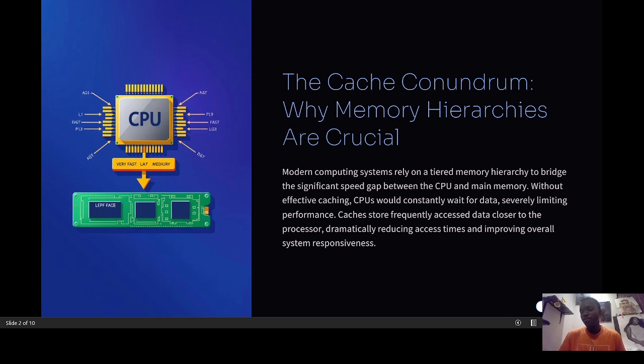Modern computers face a cache conundrum because of the significant speed gap between the CPU and the main memory. To solve this, they rely on a tiered memory hierarchy. Without the cache, the CPU constantly waits for the data, severely limiting performance. So the cache helps by storing frequently accessed data closer to the processor, dramatically reducing access time to improve our system responsiveness.